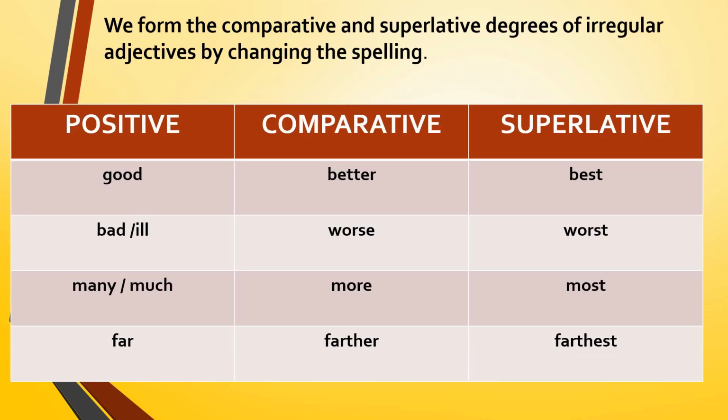Let us form the comparative and superlative degrees of irregular adjectives by changing the spelling. The first column is positive degree, second comparative degree, and the third superlative degree, as these are the comparison of degrees which are divided into three parts: good, better, best; bad, worse, worst; many or much, more, most; far, farther, farthest. Adjectives.